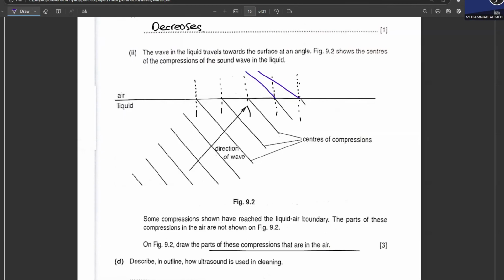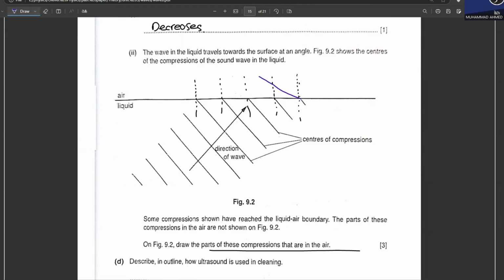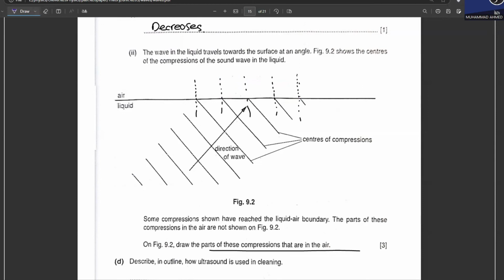Let me draw it correctly. The waves will bend away from the normal, somewhat like this. Let me try this again. Maybe something like this. Waves bend away from the normal.